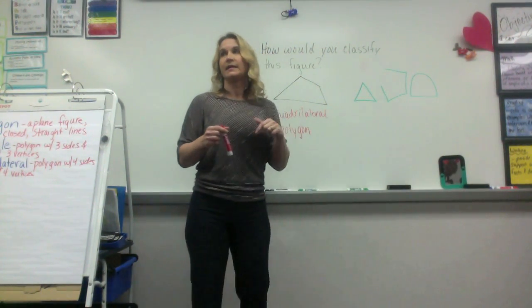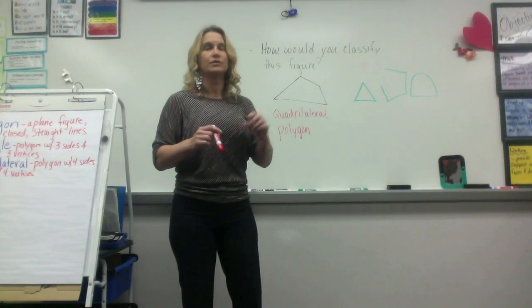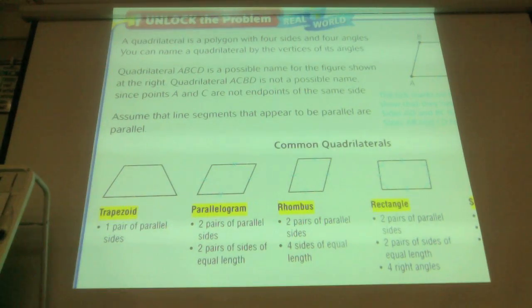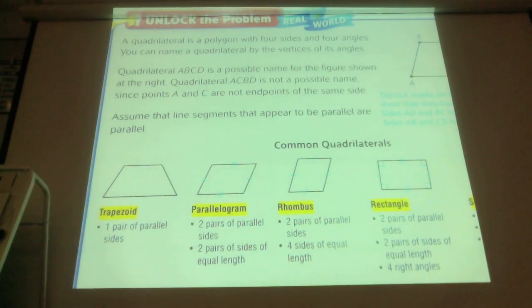Okay. Today's lesson is classifying quadrilaterals, and it's 10-4, so you can go ahead and open to that. A quadrilateral is a polygon with four sides and four angles. That's something we already talked about. It was on our chart paper with the definition already and what we just did on the board. You can name a quadrilateral by the vertices of its angles. Let's talk about what that means.